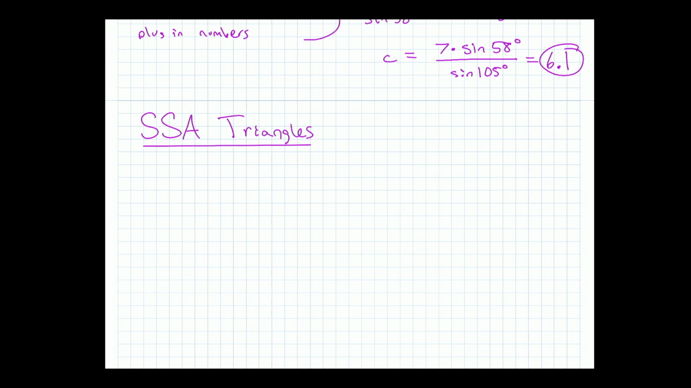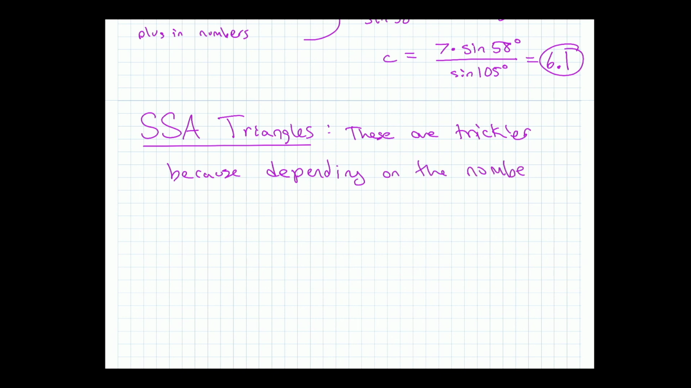Okay, so I'm going to draw a picture for you. This is not an example. We can't just jump straight into doing an example here because there's actually several cases here. So the problem with these, it makes them trickier. These are trickier because depending on the numbers that you have, there are different outcomes.